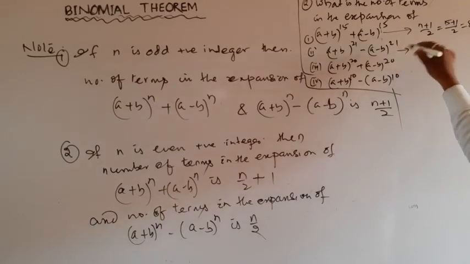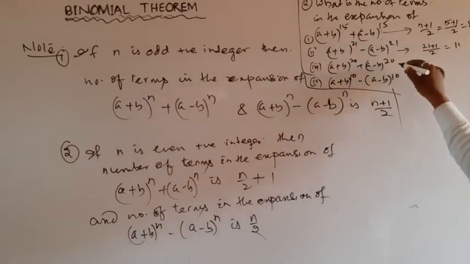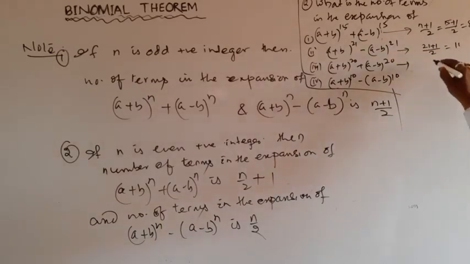Here number of terms, same concept, (n plus 1) by 2, (21 plus 1) by 2, that is 11 number of terms. Here n by 2 plus 1, that is 10 by 2 plus 1, that is what? 20 by 2 plus 1, that is 11, number of terms 11. Here what? n by 2 terms, that is n is equal to 10, 10 by 2, that is 5 terms here.